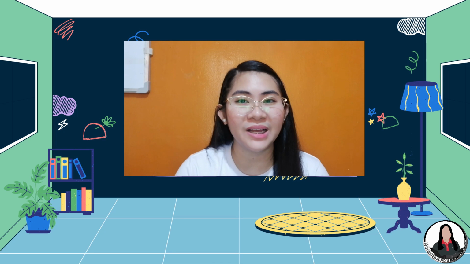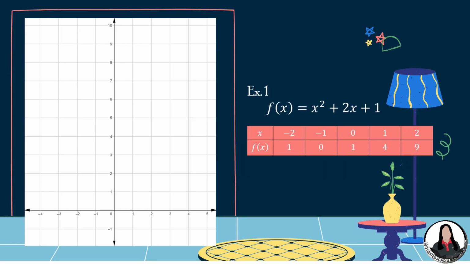So the first example in plotting our points is the first example that was given a while ago. We have f of x equals x squared plus 2x plus 1, and flashed on your screen is its table of values. Kanina I have explained paano nakapag-construct ng table of values gamit ang function na given. Okay, and sa ating table of values, meron tayong 5 points na buo. We have negative 2, 1, negative 1, 0, 0, 1, 1, 4, and 2, 9. Okay? Meron tayong 5 points para makabuo ng ating parabola.